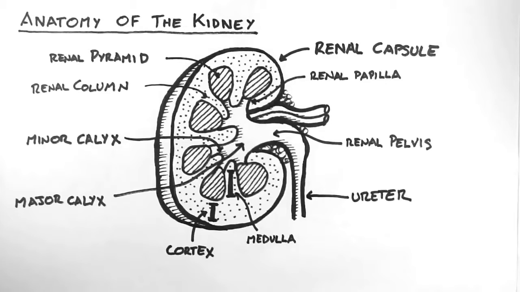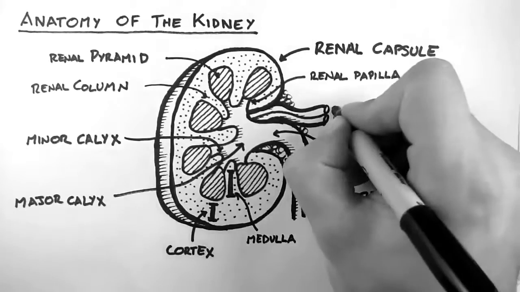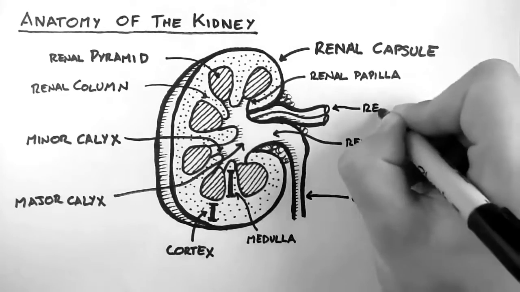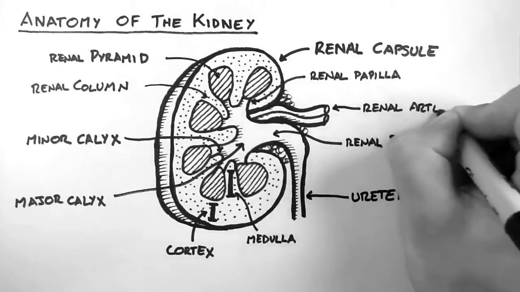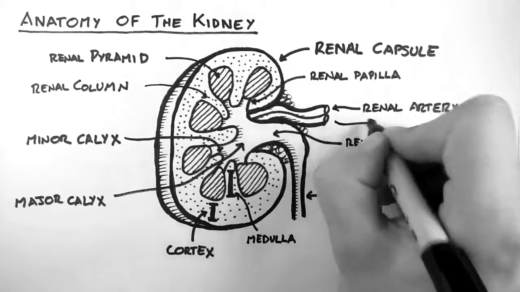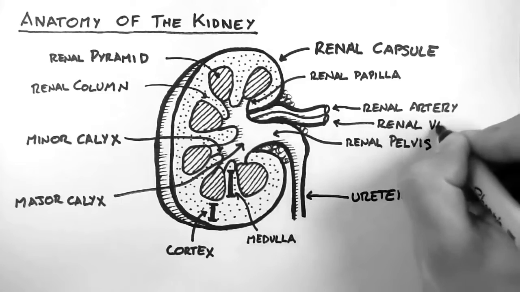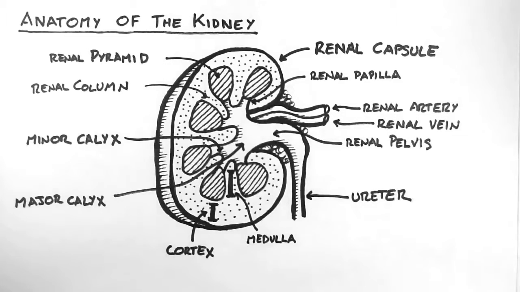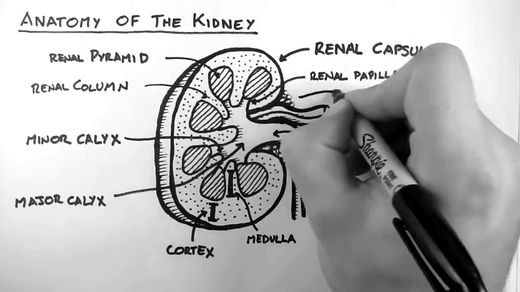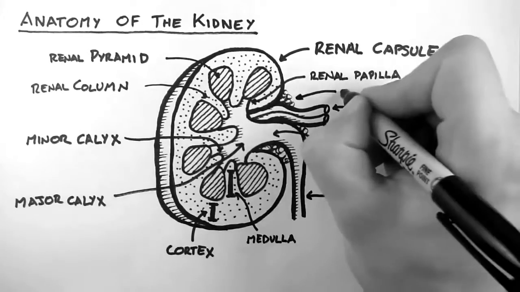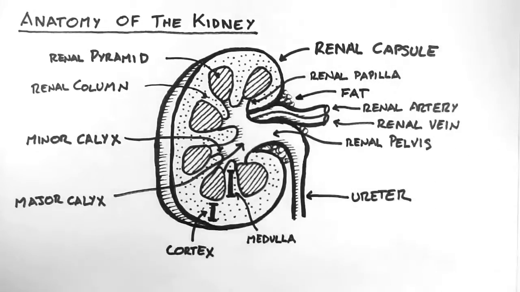The last thing we need to look at here is the blood supply to and from the kidney. So we have the renal artery bringing blood to the kidney and the renal vein taking blood from the kidney. The area where the renal artery, the renal vein and the ureter enter the kidney is called the hilum, and surrounding the hilum we find perinephric fat.